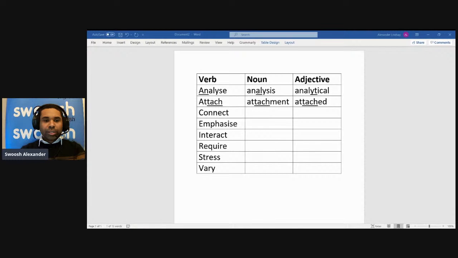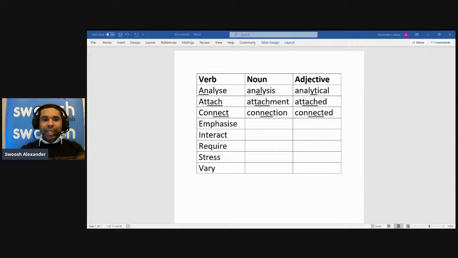So the next one we've got is connect, and the noun would be connection. So from connect to connection, you see the stress is still on the same syllable, the second syllable, and the adjective connected. Okay, so those would be the answers there.